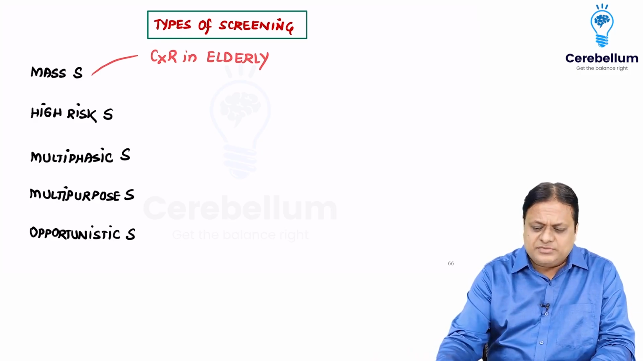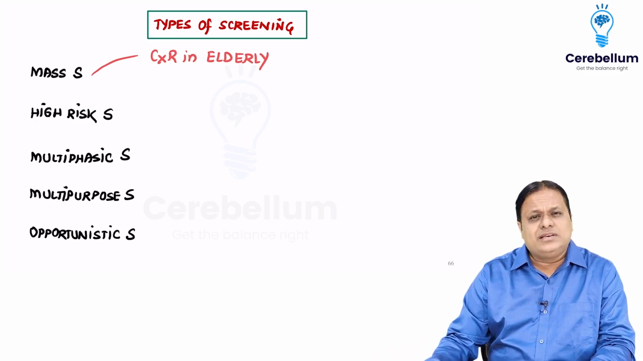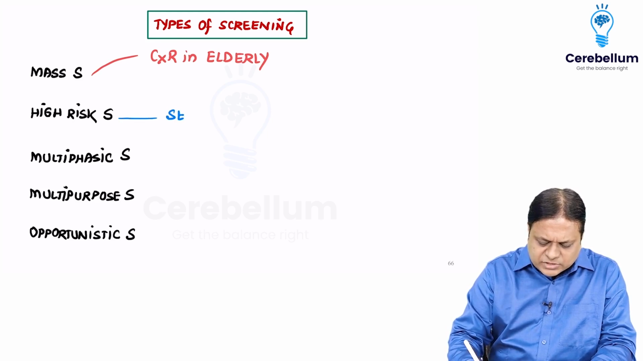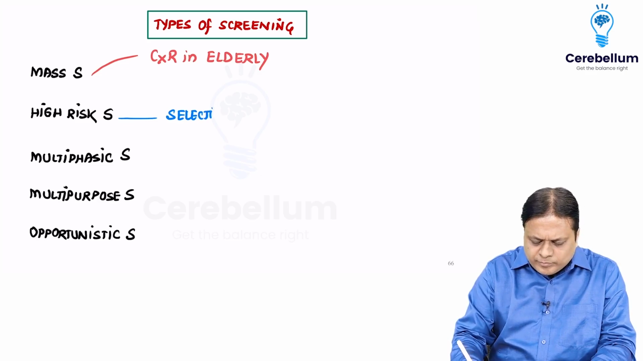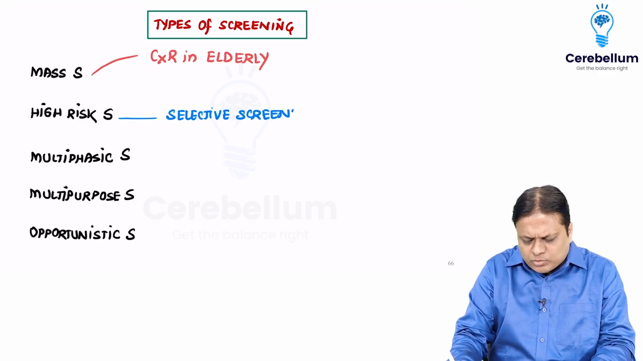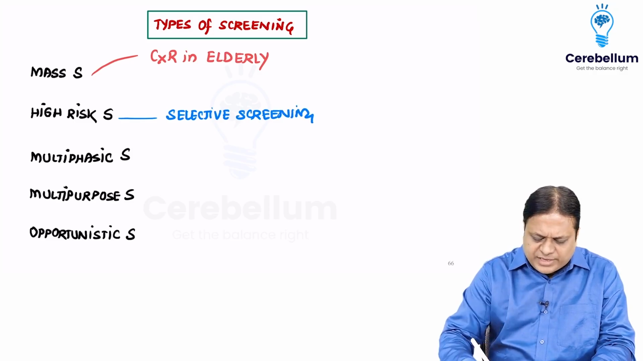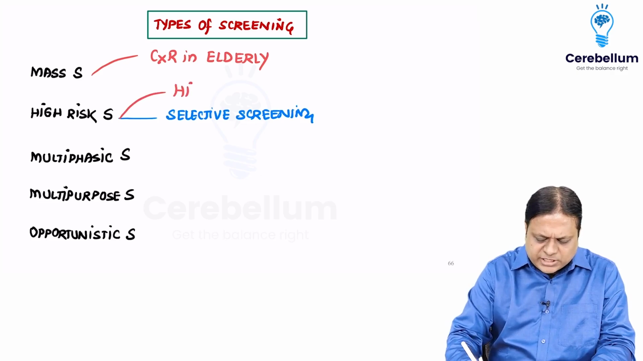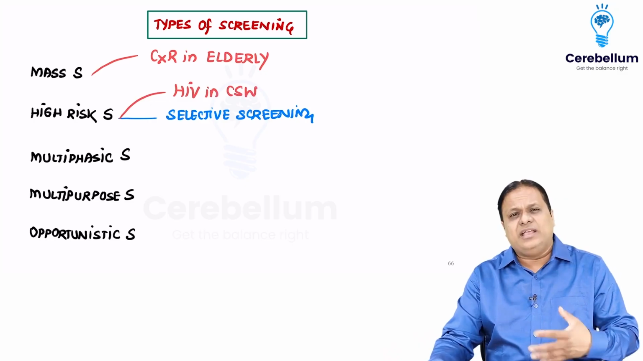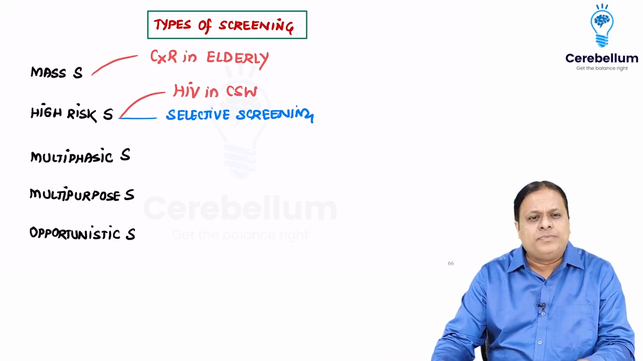High risk screening, as the word is telling you, it is done in high risk groups, so also known as selective screening. A good example could be screening of HIV in commercial sex workers, where we know they are at high risk, higher prevalence is likely to be found.